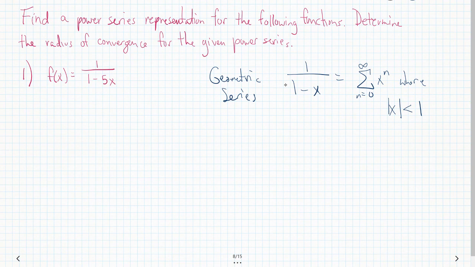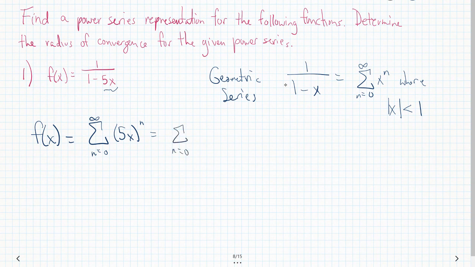So in this first case, if we want to represent f of x as a power series, notice instead of x we have 5x. Whenever we have an x in our formula, we're going to plug in a 5x. So this becomes the summation n equals 0 to infinity of 5x raised to the nth power. Another way to write this, just so you might see the connection to what we did before, is 5 to the n, x to the n.